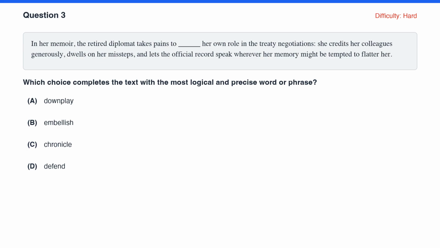Here's a hard vocabulary question. The diplomat takes pains to blank her own role in the treaty negotiations. Watch the colon. Everything after it defines the missing word. She credits her colleagues generously, and she dwells on her missteps. Both are ways of making her own role look smaller, not bigger.